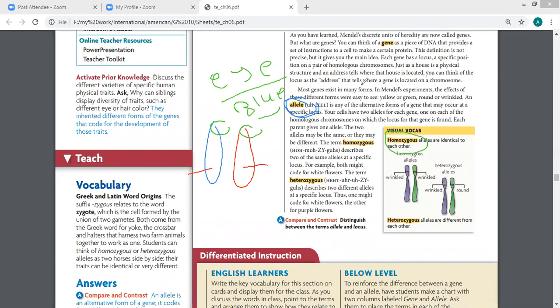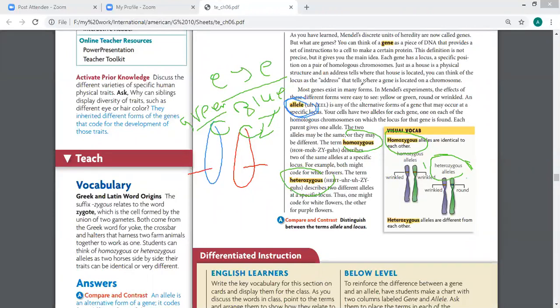But if one of them carries the same gene, which is eye color, but one is blue and another one is green, they are the same gene, same trait, but different alleles. So they are called heterozygous alleles. So we have different types of alleles, maybe homozygous, maybe heterozygous. Homozygous when they are similar or identical to each other. When they are different, they will be heterozygous alleles.